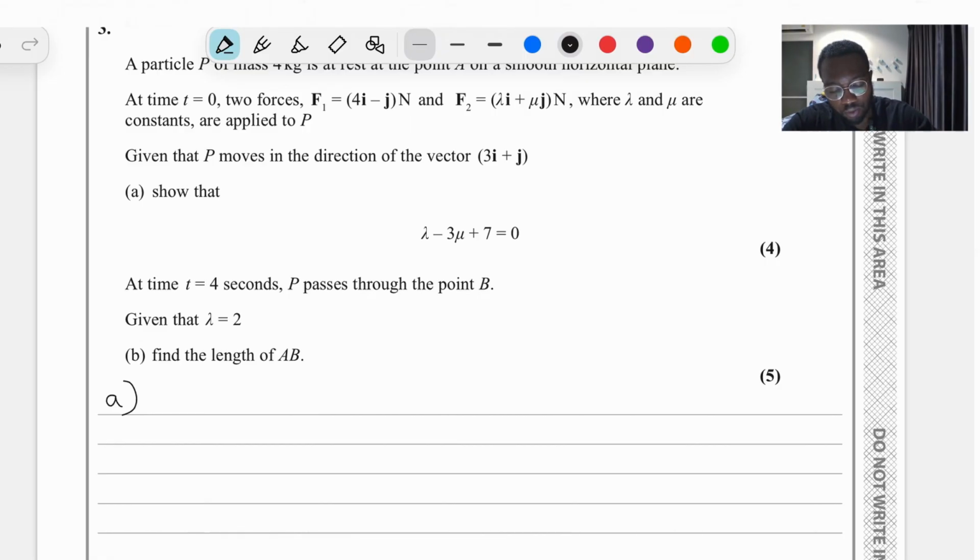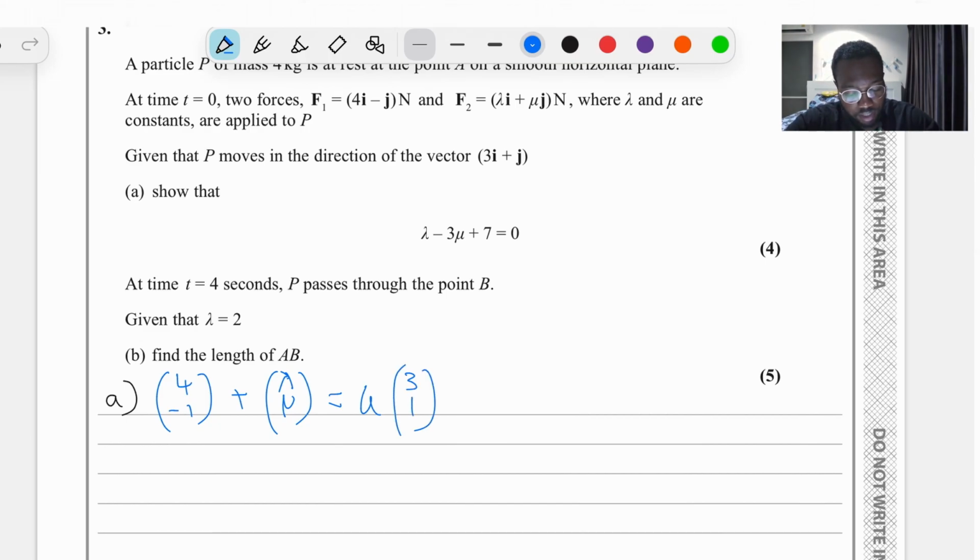So if I write this in column form, if I take F1 first, that would be (4, -1) in column form. That represents the 4i minus the j. And F2, that would be the (lambda, mu). Because both of these are applied to P, we just need to look at the sum of them. We know the sum would be in the direction of the vector 3i plus j. Therefore, it would have some scalar in that direction. So let's say it's scalar k of (3, 1), that's 3i plus 1j.